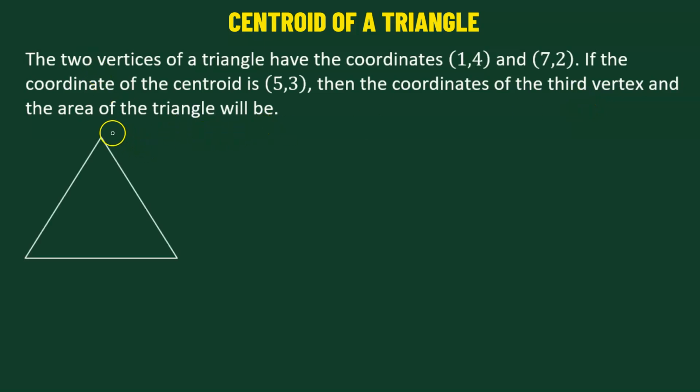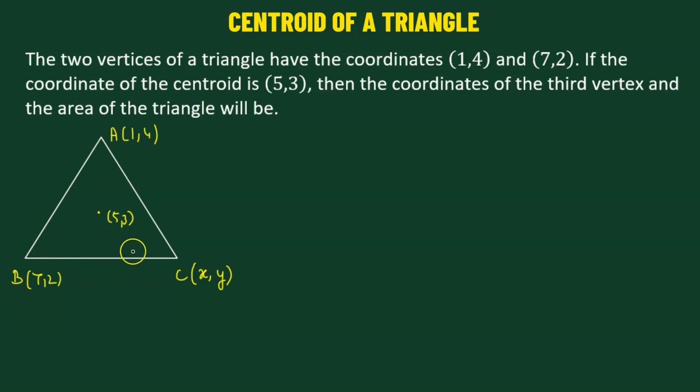So let us begin. Let's suppose that we have a triangle A, B, C. Here, the coordinates of A, let it be 1, 4. Coordinates of B, we're going to consider it to be 7, 2, and the coordinates of the third vertex C, since we don't know it, we are going to consider it as x, y. It's also given here that the coordinate of the centroid is 5, 3. The centroid is the point where the medians of the triangle meet.